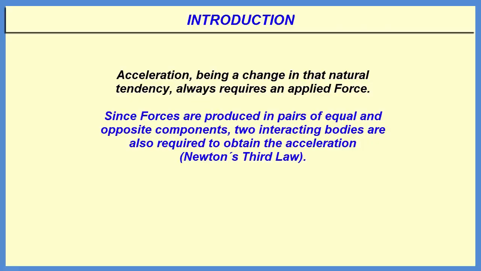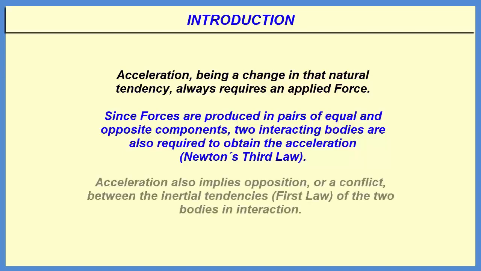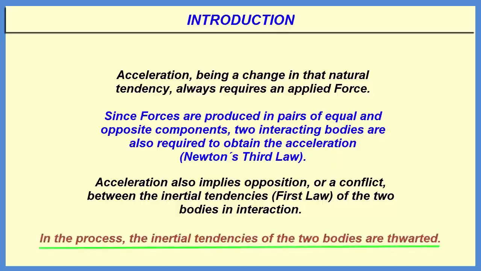Since forces are produced in pairs of equal and opposite components, two interacting bodies are also required to obtain the acceleration. Newton's third law. Acceleration also implies opposition, or a conflict between the inertial tendencies of the two bodies in interaction. Inertial tendencies, just to remember, are the property of all bodies to stay at rest, or uniform motion in a straight line, when free of applied forces. In the acceleration process, the inertial tendencies of the two bodies in interaction are thwarted. That is, their speed changes or the direction of motion changes, or both.